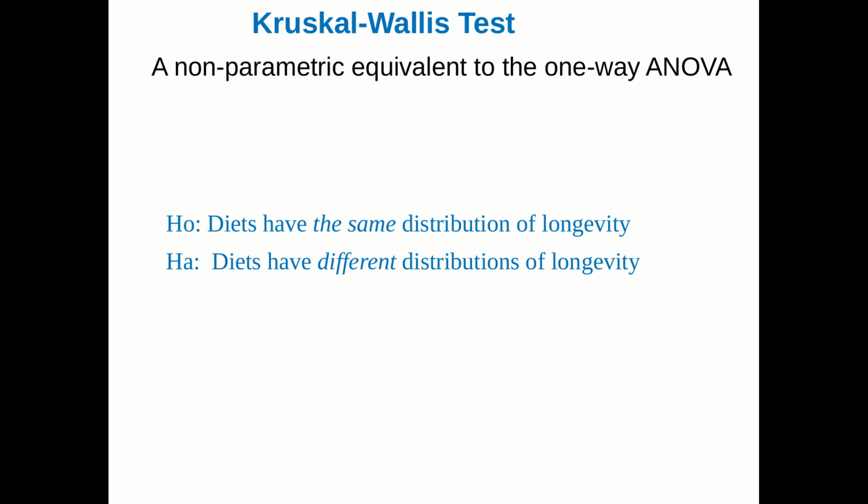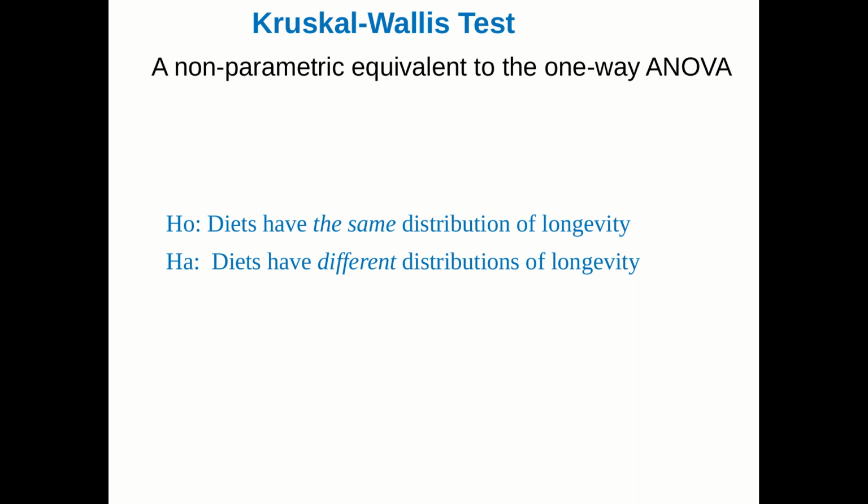Going back to the rat diet example, our null hypothesis for a one-way ANOVA, a parametric test, was that diets have the same means across the different diets. So the mean longevity within each of the diet groups was the same. Now we're going to change that: diets have the same distribution of longevity. We're not saying the distribution is normal, just that they have the same shape of distribution, including things like the spread and the center. If the distributions are the same, they should come from the same populations.